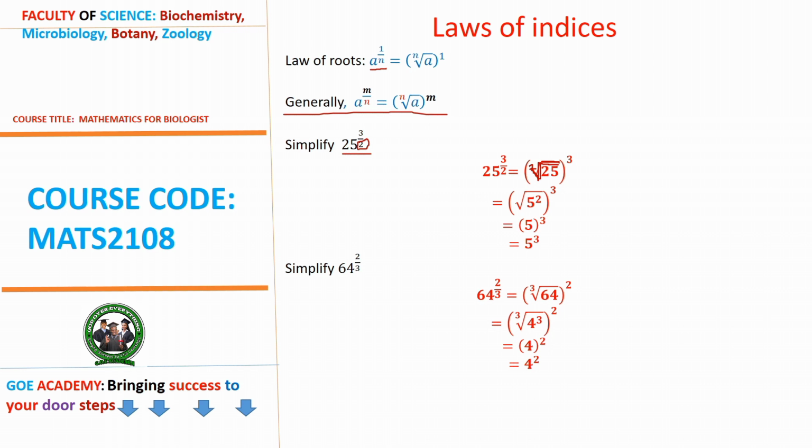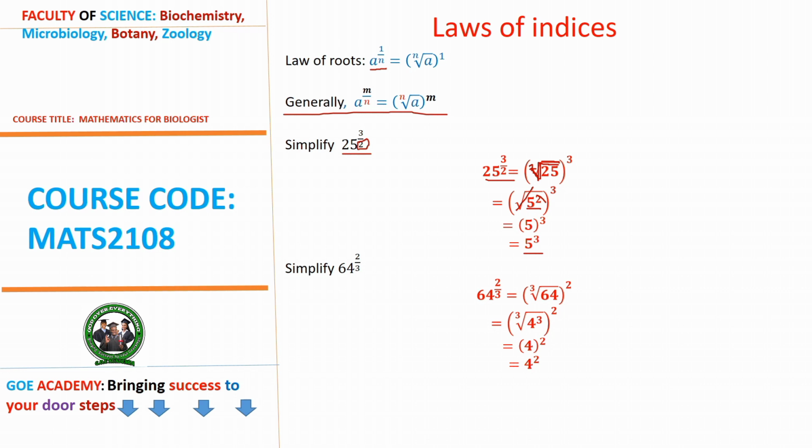Are we okay? So to simplify this expression, we just have the square root of 25, all of that raised to the power 3. Now 25 can be written as 5 raised to the power 2. So observe that this 2 cancels off with the square root sign, and we are left with 5 raised to the power 3, which is the same as 5 times 5 times 5 if you want to further simplify, or 125. So let's look at this second example.